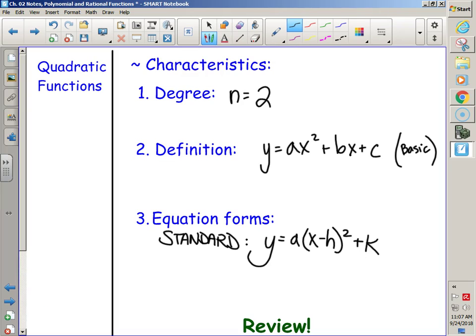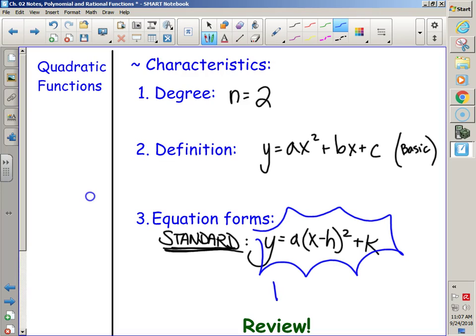Because of what we just saw. This form isn't awful. It's a standard form, and if I were you, I might highlight that because you're going to see that word in homework. What they're talking about is this one. Y equals a times the quantity x minus h squared plus k, where hk is your, what did we already say? Vertex.